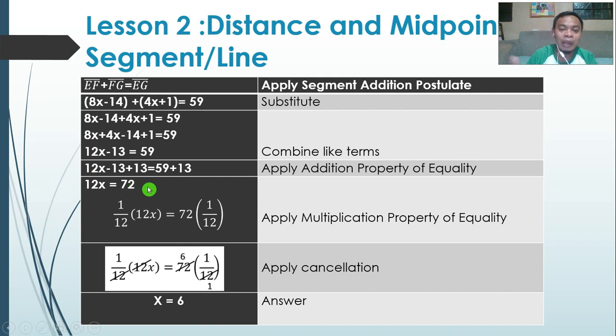Okay? Then apply the multiplication property of equality para makancel po si 12. Ma-eliminate si 12. Tapos si x yung maiwan. So magiging 1 over 12 times 12x. Cancel this 12. Then x is equal to 72 times 1 over 12, or simply 72 divided by 12, di ba? Then apply the cancellation. So x yung naiwan sa kabilang side, then sa kabilang side is 6. So therefore x is equal to 6. That's the answer.